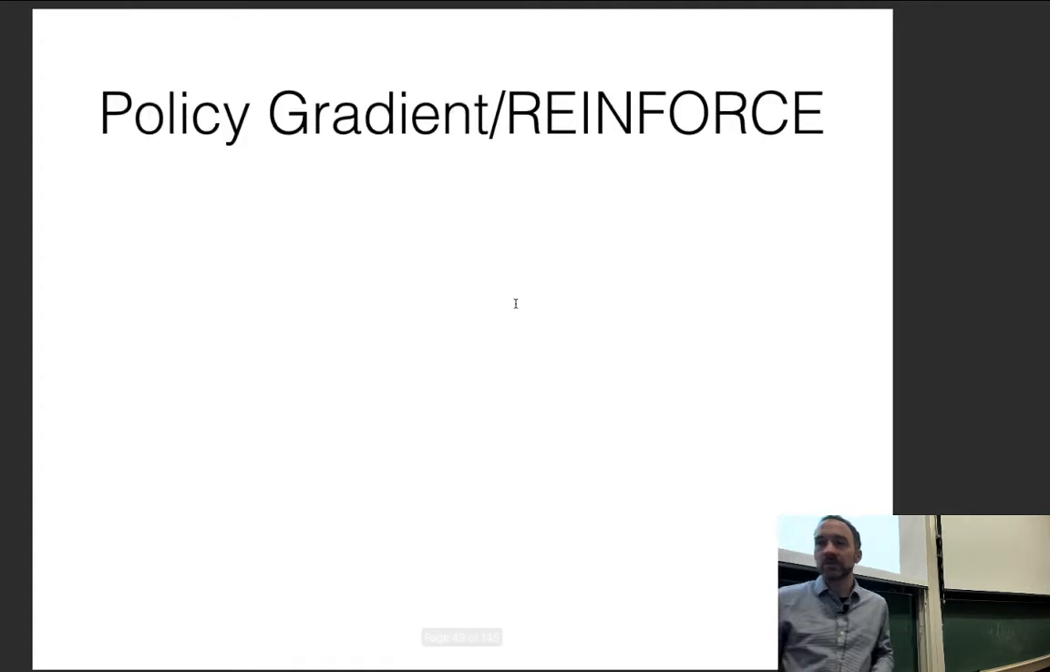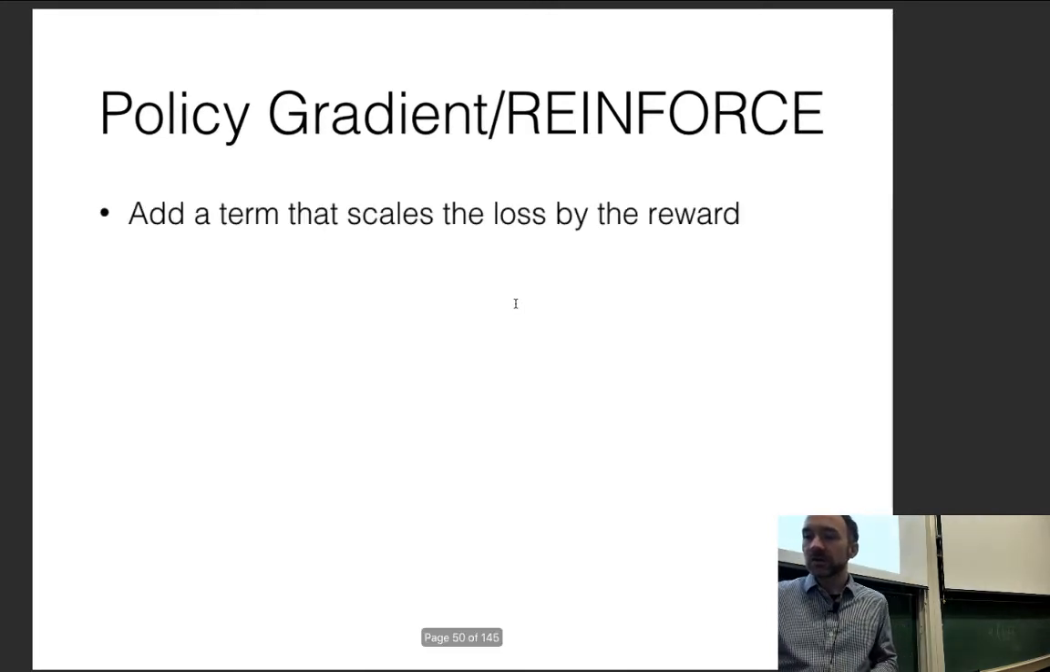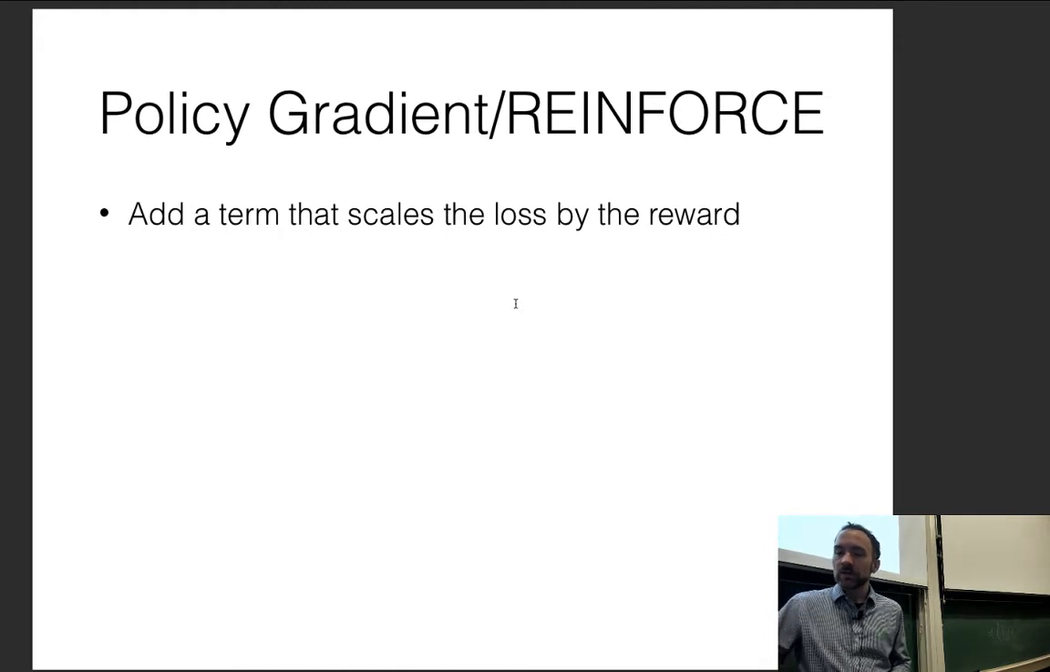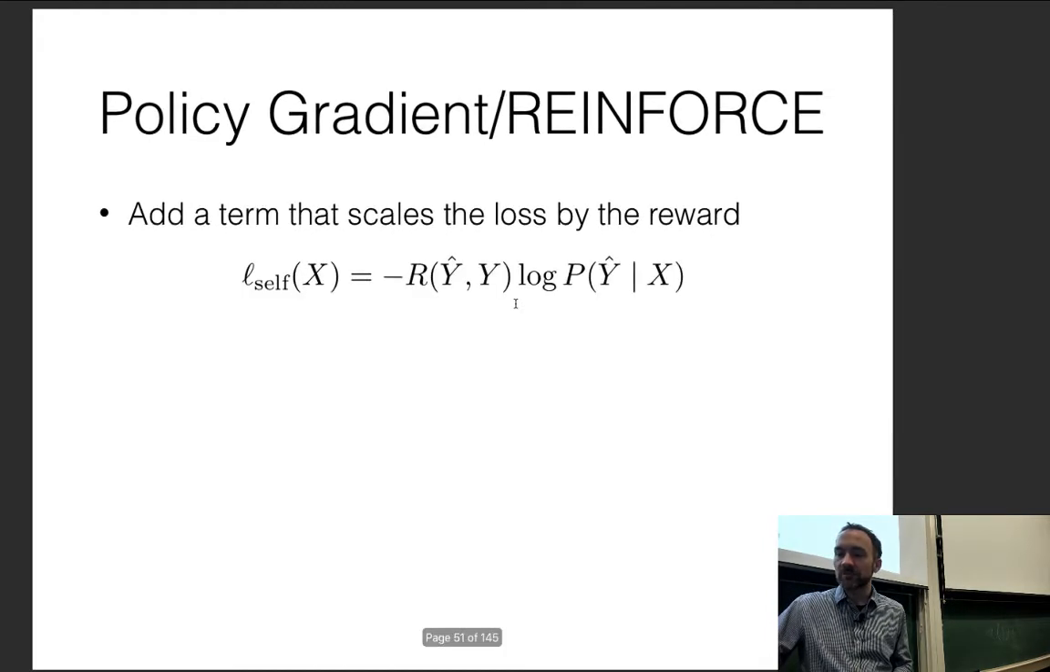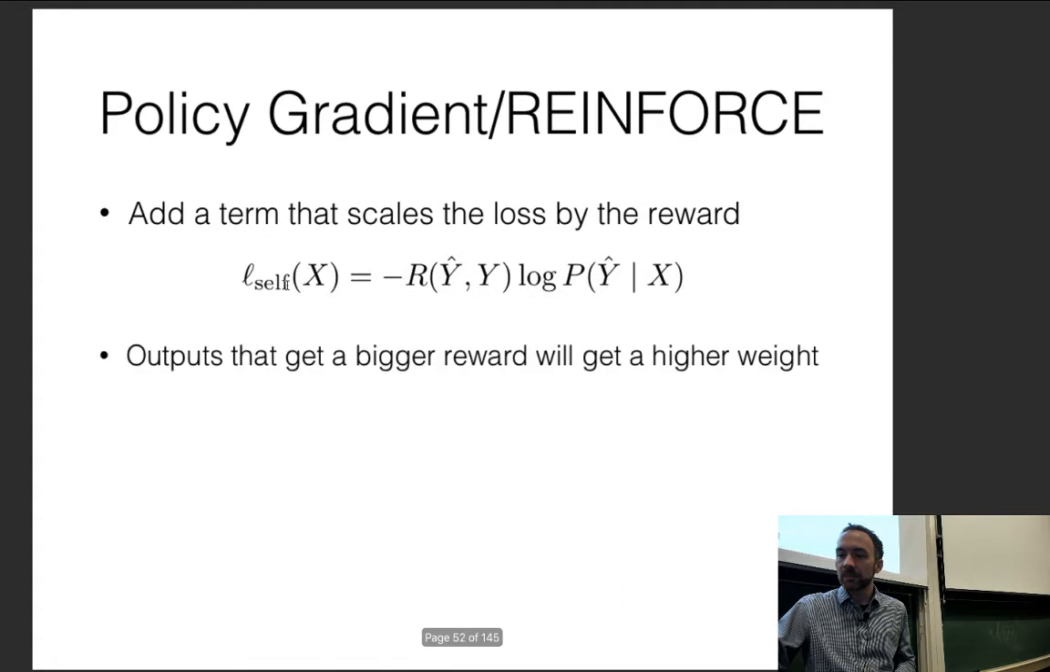Anyway, that's just kind of a prelude. When we get into policy gradient or REINFORCE, what we're doing is adding a term that scales the loss by the reward. We have the negative log likelihood, but we're multiplying this by the reward. Sorry, this should be L reinforce or something like that, not L self. Basically, outputs will get a higher weight if they get a bigger reward.